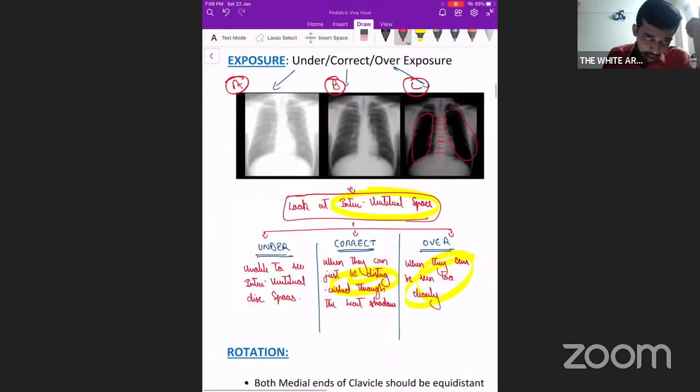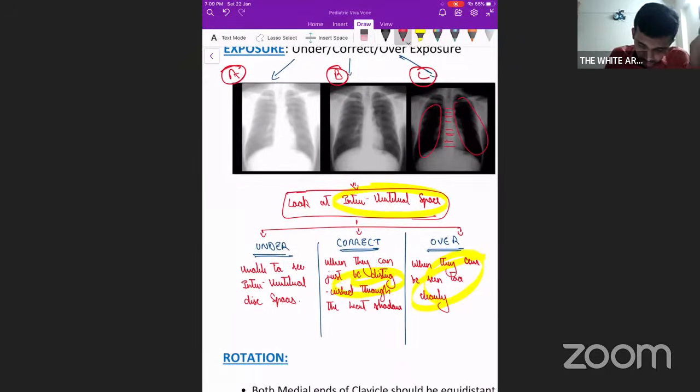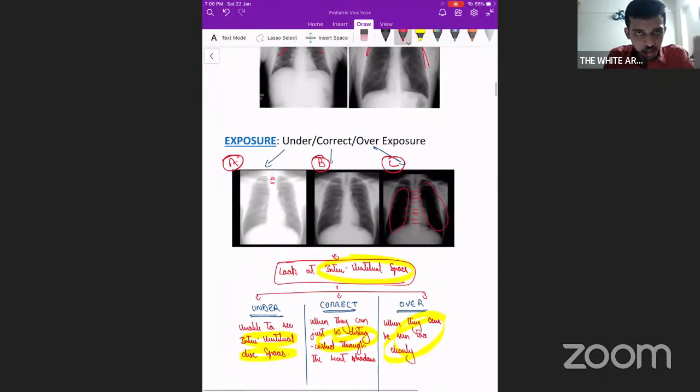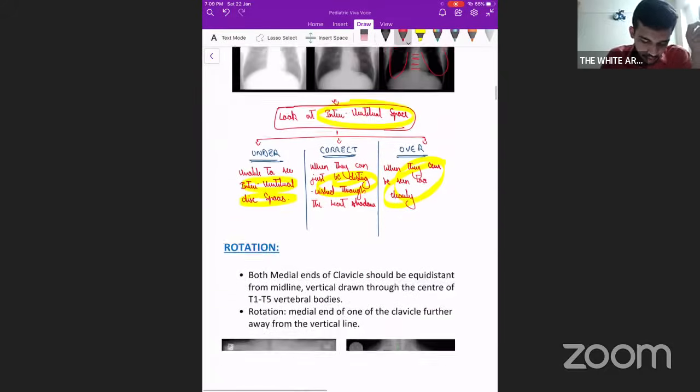Now, when it comes to an underexposed X-ray, over here we are unable to see the intervertebral disc spaces itself, correct? Over here we can only make out one or two disc spaces. Other than that, we are not able to look at the disc space itself. So that is how we differentiate an underexposed from an overexposed and a correctly exposed film.